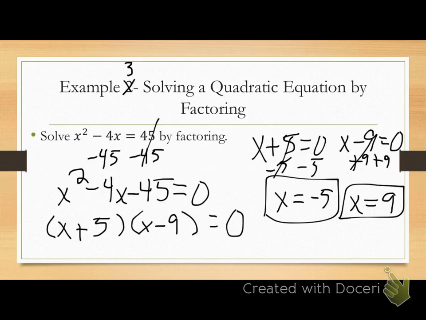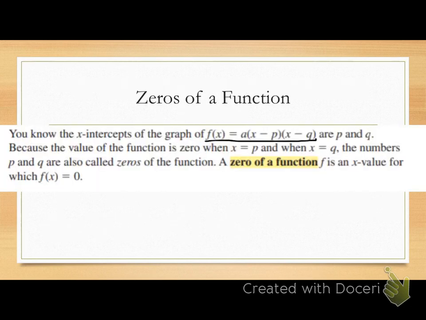Because whenever you set up your equations using the zero product property, you're using your inverse operations to move it to the other side. Does that make sense? Yes. So we know that the x-intercepts of the graph of this quadratic equation are p and q. Because those are my solutions, those are my x-intercepts.